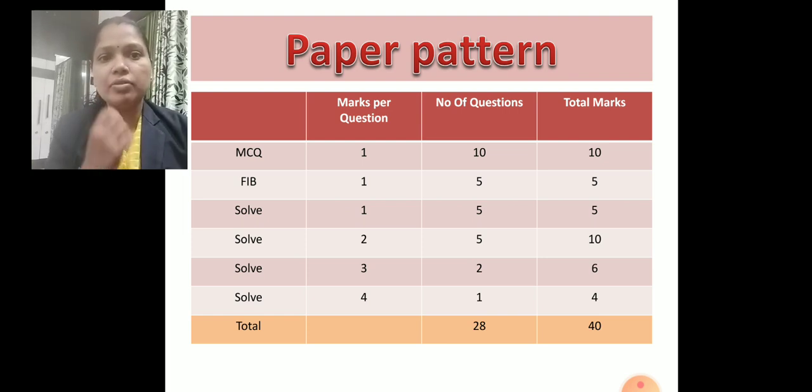Then we have 3 marks questions, a total of 2 questions. Then the 4 marks question: simply 1 question will be there. No extra questions. A total of 28 questions will be there, and you are going to solve all 28 questions; compulsorily you are going to attempt it. Got it? And then just submit your paper. Don't forget to submit. You have to press the submit button, because only then will you get the marks.